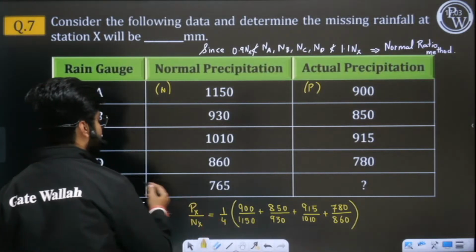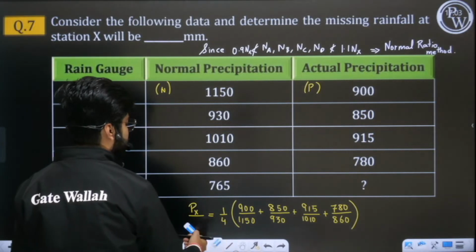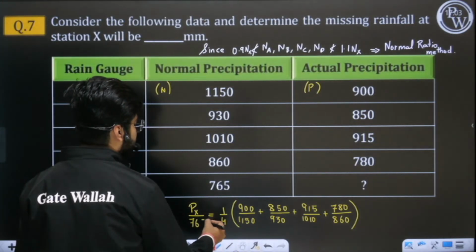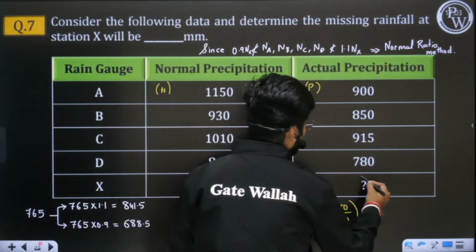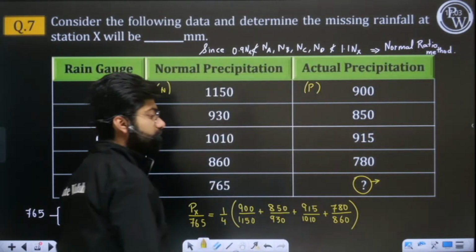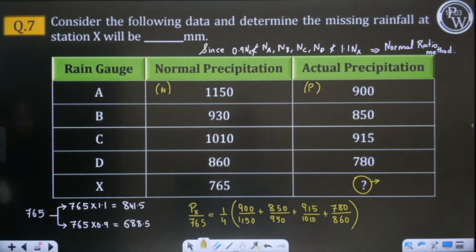and normal value of X is 765. So from here you will get the value of precipitation at X. Okay, tell me how much we are getting. Tell me what is the value which we are getting here as precipitation, as what will be the actual precipitation at X. If we solve this, we are getting it as how much?